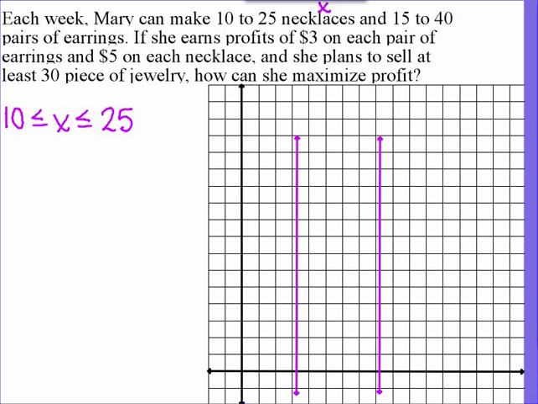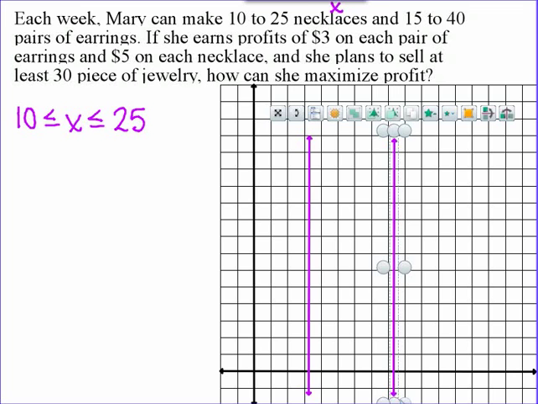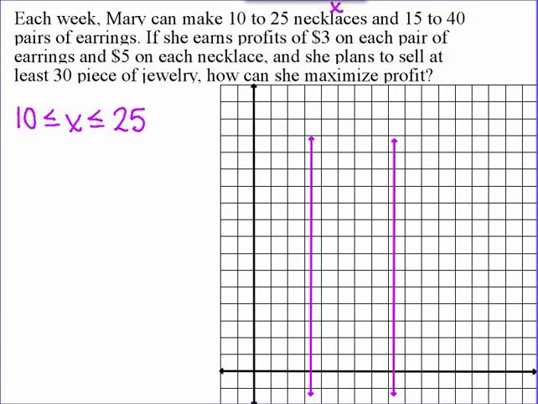So there's your 10 and 25. I'm going to move this over just a hair more. There, that's a little bit better. There we go. So there's your 10 to 25. Now we're going to shade in between that area.